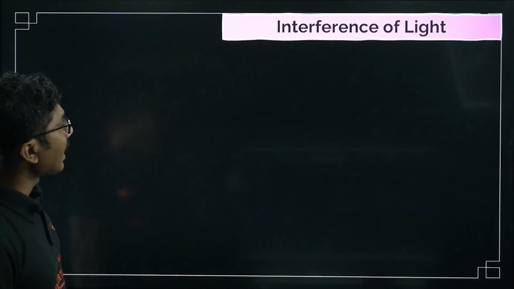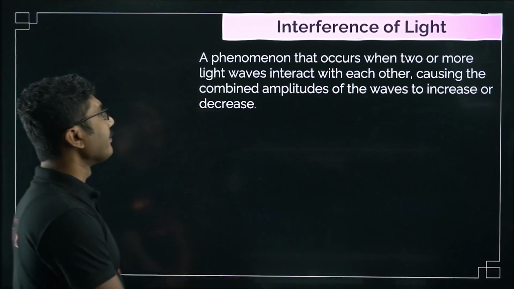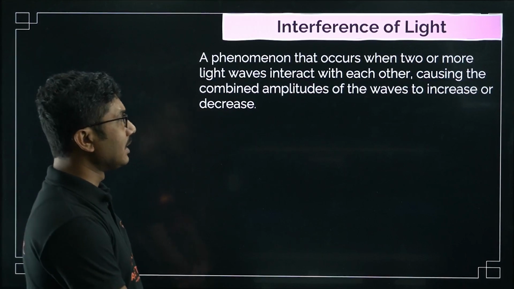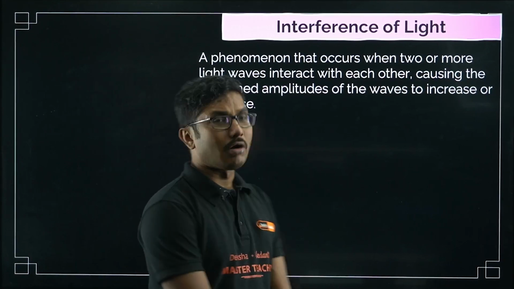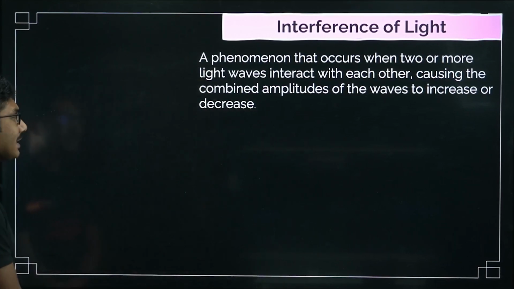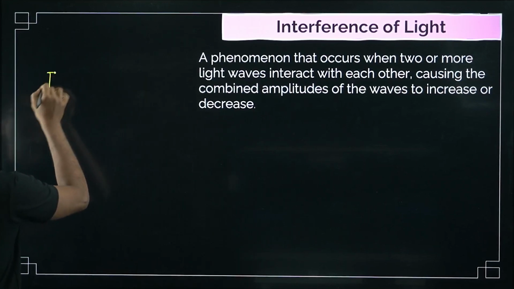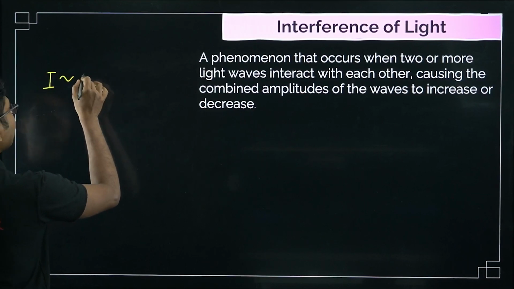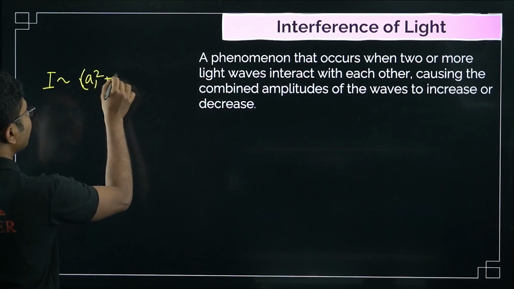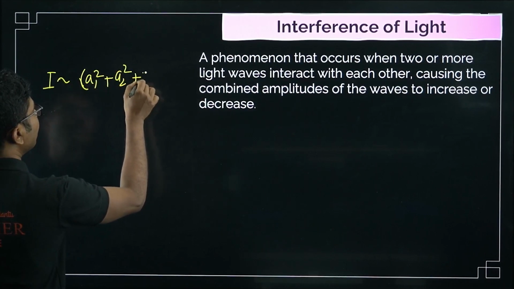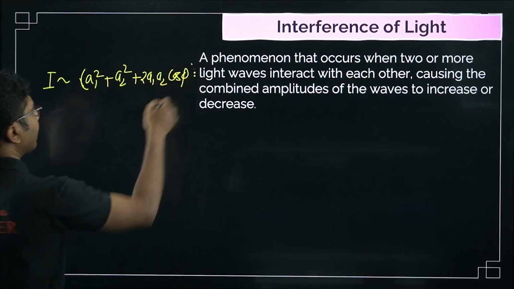Now, interference of light is a phenomenon that occurs when two or more light waves interact with each other, causing the combined amplitude of the waves to increase or decrease. For example, in the last example two waves are interfering. The intensity of the light was a1 square plus a2 square plus 2a1 a2 cos phi. So this is the interference.